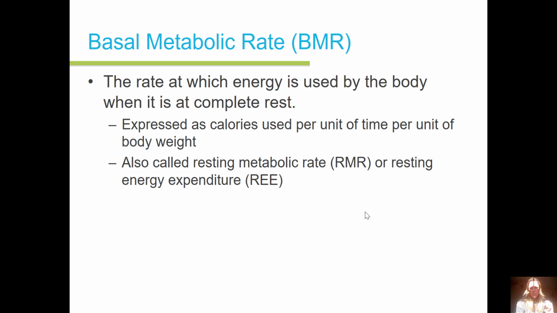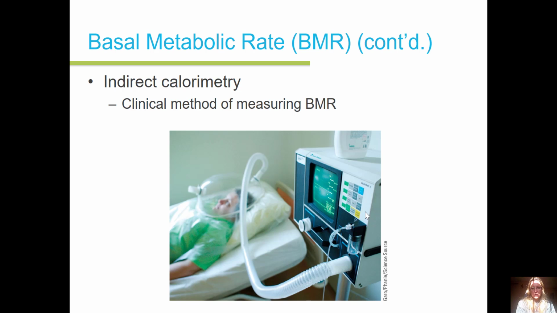So let's take a look first at your BMR, your basal metabolism. So that simply is the rate at which energy is used by the body when it's in a complete state of rest. So if you were to sit awake in a complete state of rest for a 24-hour period, your body is still burning calories, okay? So we all have different numbers as far as our resting metabolism goes.